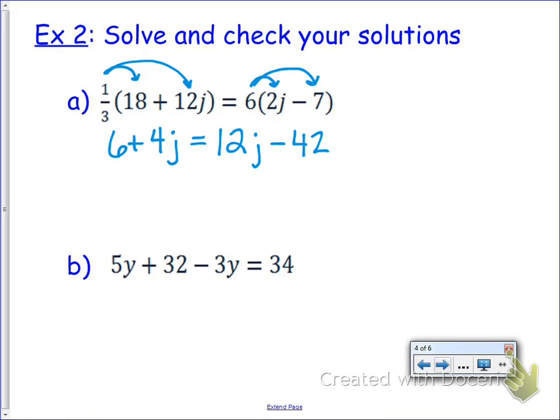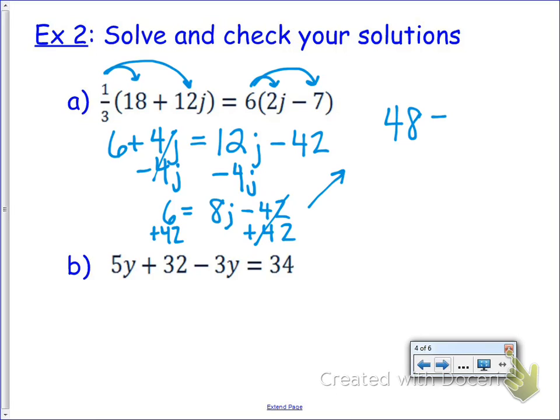You could subtract the 12j, but I like to work with positive numbers personally, so you end up with 6 equals 8j minus 42. And now you're still actually combining like terms. From here on out, you can think of it as working backwards. J is being multiplied by 8 and then subtracted by 42. So we need to add 42 to both sides because we're working backwards. Or you could think of it as combining like terms. So you have 48 equals 8j, divide by 8, and you get j equals 6. So how about the next one?